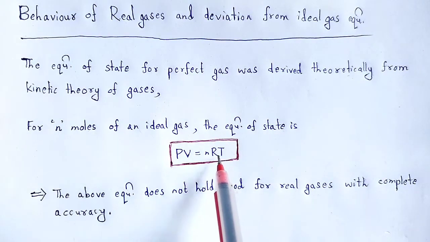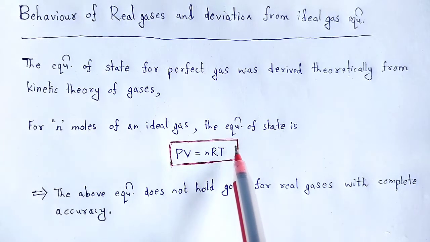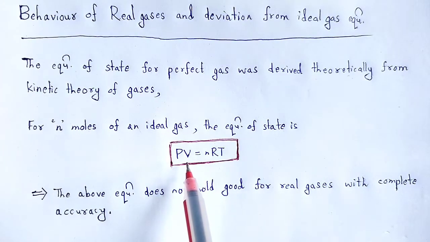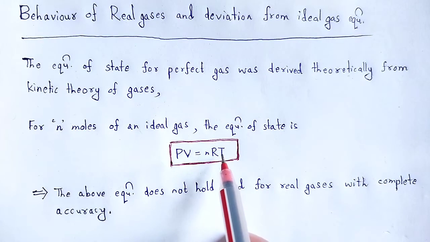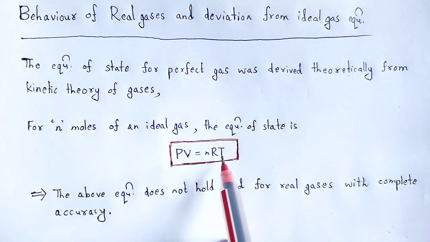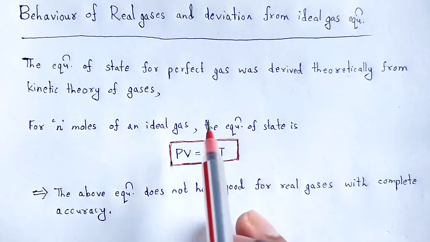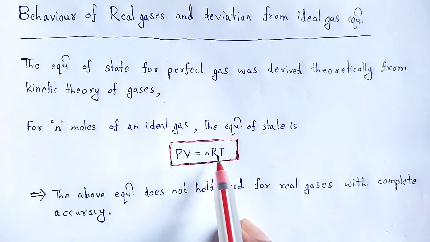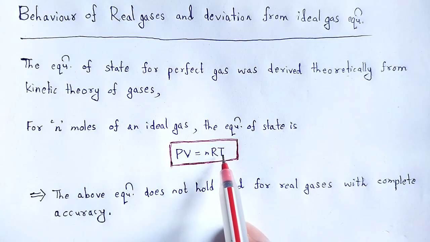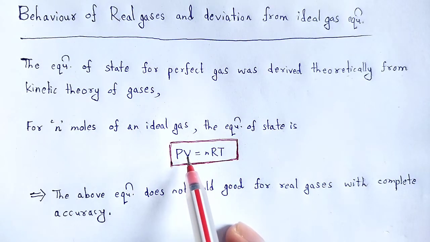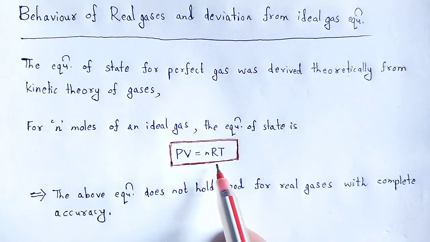How? If we take a low pressure and high temperature, the real gas obeys the ideal behavior. But in the above equation, as temperature approaches 0, the pressure will also approach 0.